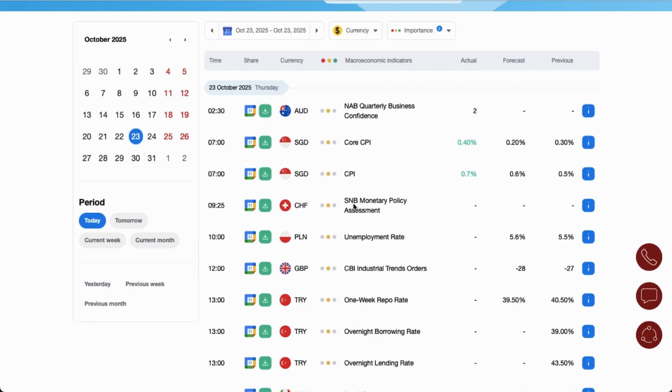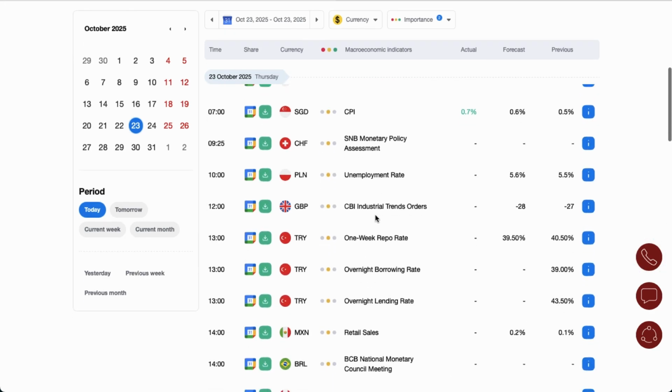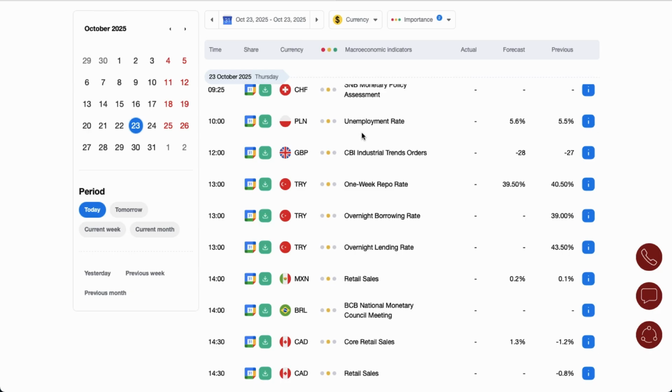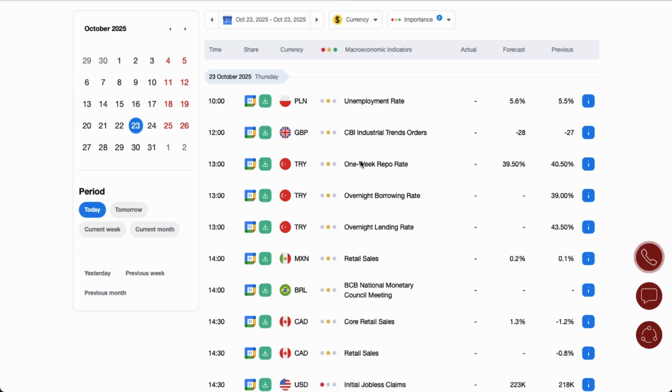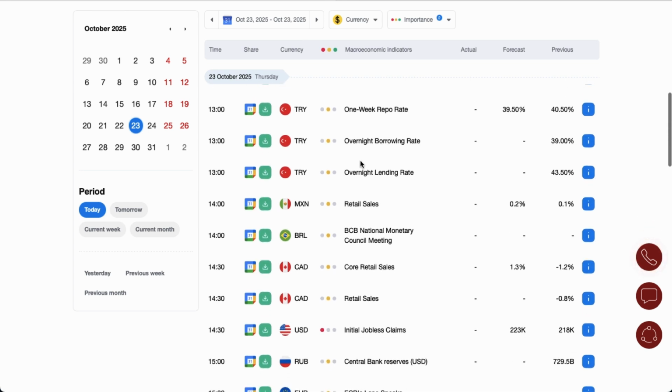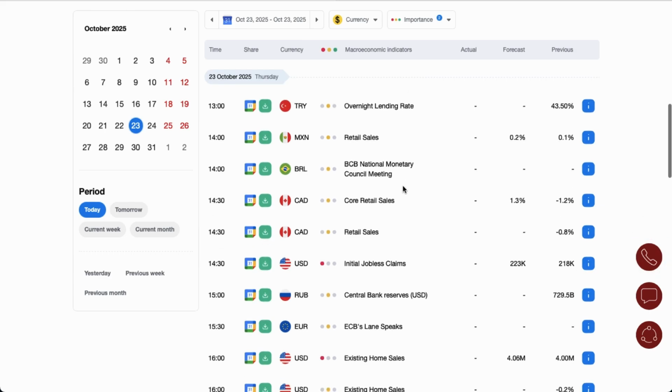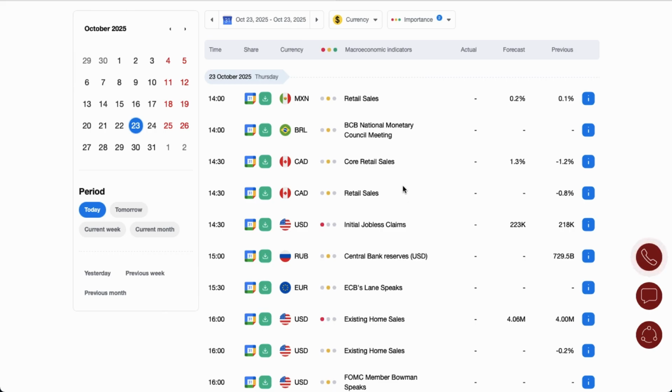During the London session we got the Swiss National Bank monetary policy assessment at 9:25. Then we have the unemployment rate data from Poland at 10 o'clock. CBI industrial trades orders are scheduled for release at noon. And then at 1 o'clock we got 1 week repo rate, borrowing rate and lending rate data scheduled for release from Turkey.